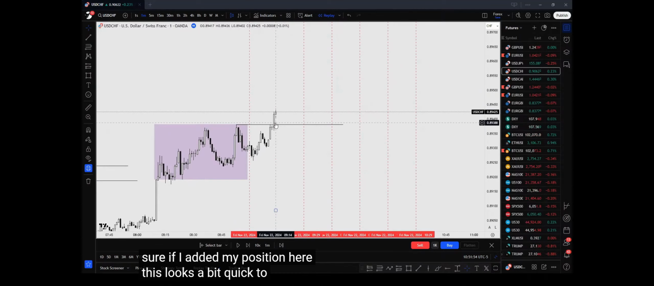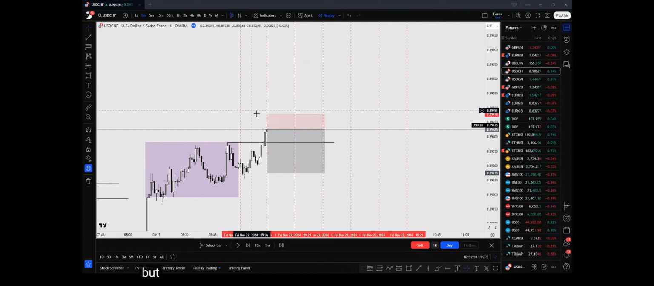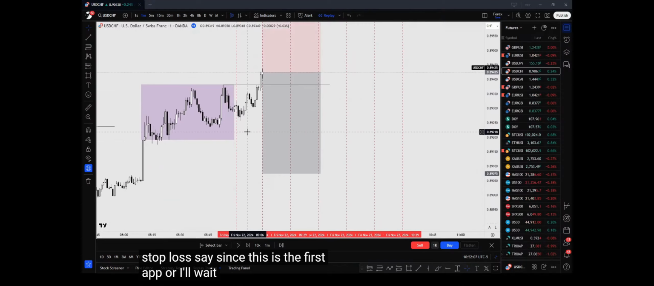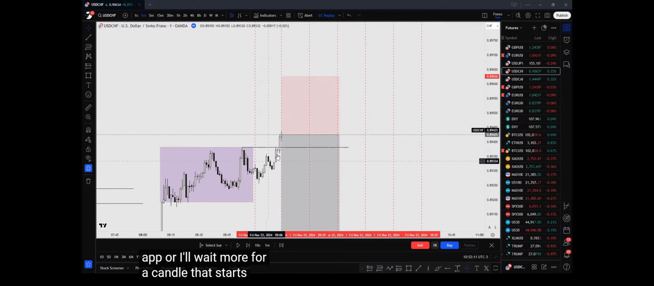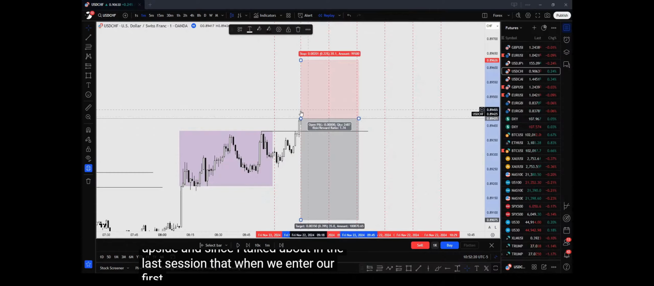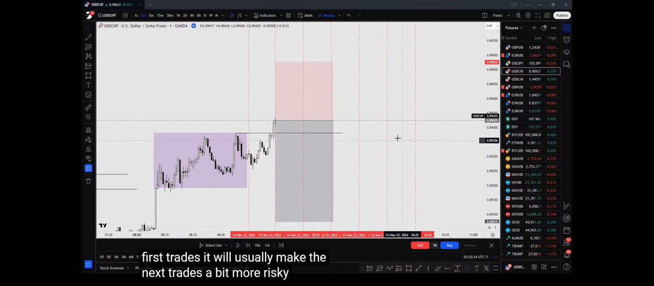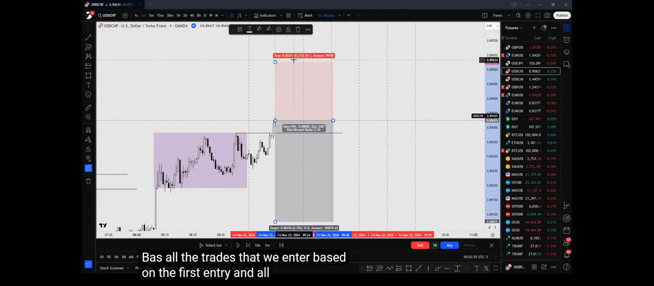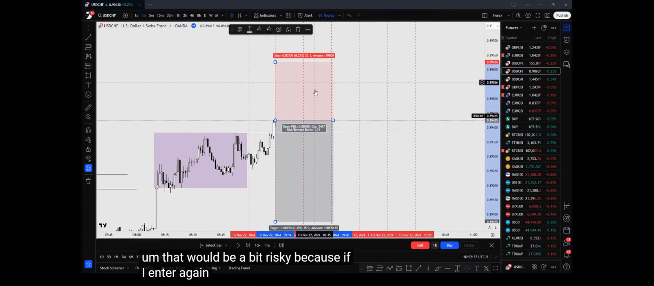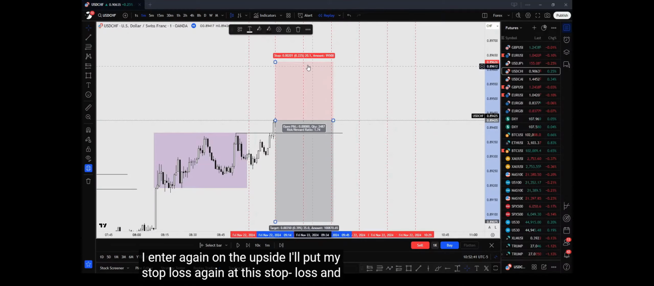This looks a bit quick, to be honest, but if we do this, I guess I'll do it with a bigger stop loss since this is the first step, or I'll wait more for a candle that starts from this area and closes more on the upside. And since I talked about in the last session that when we enter our first trade, it will usually make the next trades a bit more risky because we base all the trades that we enter on the first entry, and all the stop losses will be the same. So that would be a bit risky because if I enter again on the upside, I'll put my stop loss again at this stop loss, and all of the trades might get stopped out.